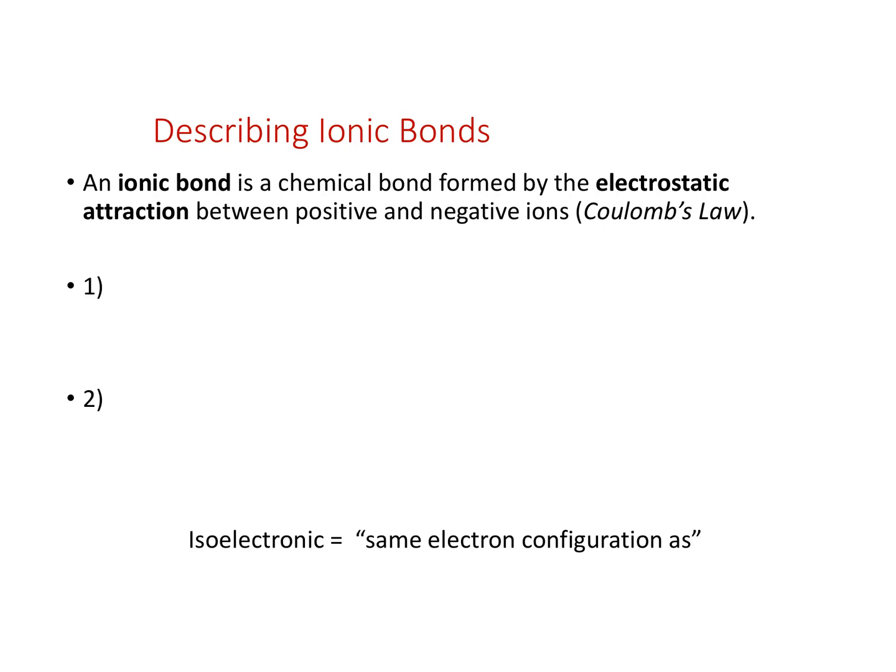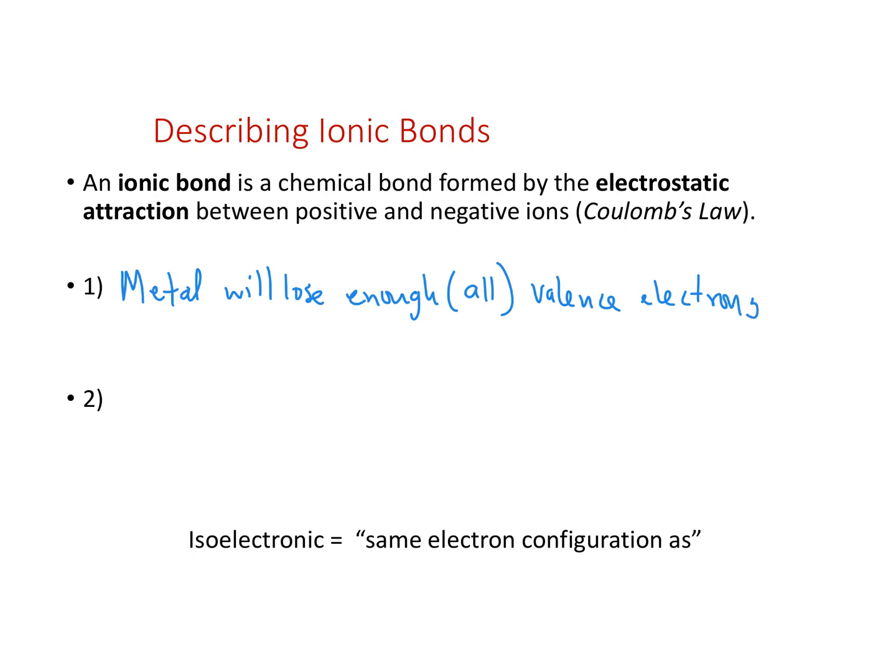So in an ionic compound, how do we determine how the metal and the nonmetal will react, and what does that ionic compound look like? Well, from what we saw last class when we looked at making cations from metals and anions from nonmetals, we can come up with two general statements. The first statement is that metals will lose enough, and sometimes all, valence electrons to become isoelectronic, to have the same electron configuration as a noble gas. So our metals are going to lose their valence electrons in an effort to become isoelectronic, to have the same electron configuration as a noble gas.